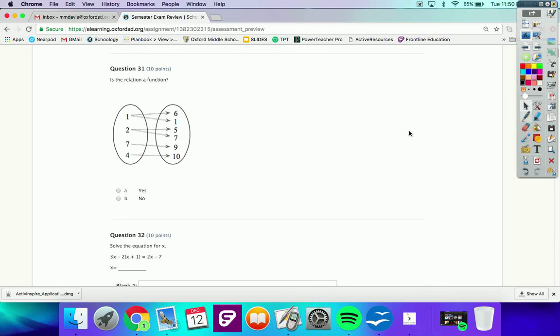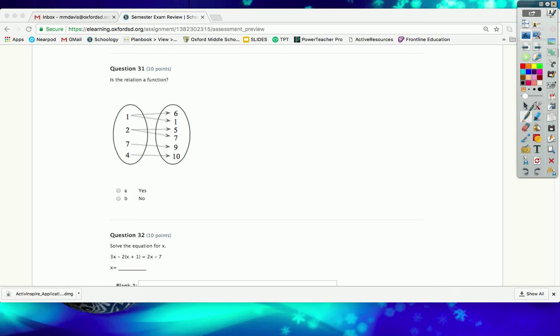All right, number 31 is a function question. So you're trying to decide whether this relation represents a function. In order to be a function, x cannot repeat. This graphic here is saying 1 happens twice and 2 happens twice. Therefore, this cannot be a function. It is only a relation.